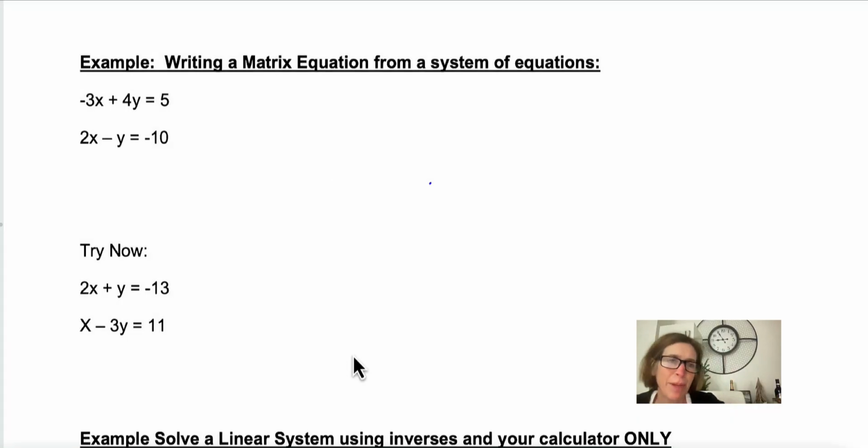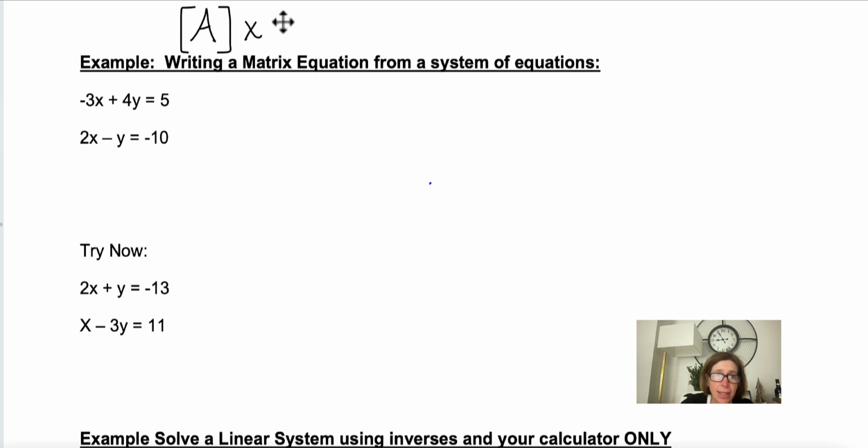Hi everyone, so today I'm going to be talking about how to write a matrix equation from a system of equations. It's actually a really handy way for you to solve a system, but you have to write a matrix equation in the form matrix A times X equals matrix B. I'm using the symbols they use on the calculator so you can see what I mean.